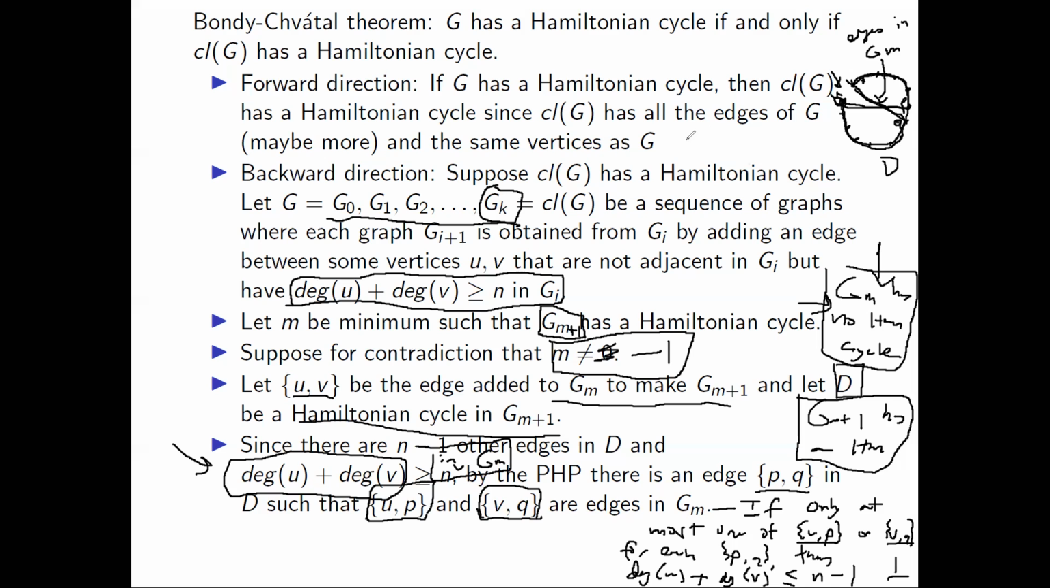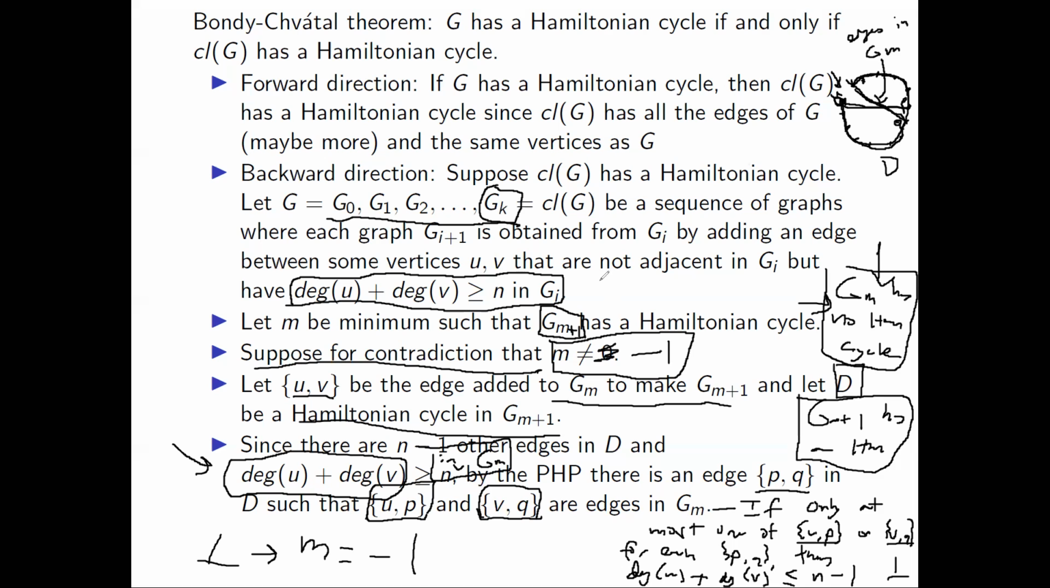And that tells us right here, our contradiction was because we assumed that M was not equal to minus 1. So we got a contradiction. That implies that M has to equal minus 1, because our assumption that M was not minus 1 gave us a contradiction. So M equals minus 1, and that means the minimum M, such that G of M plus 1 has a Hamiltonian cycle, is minus 1.